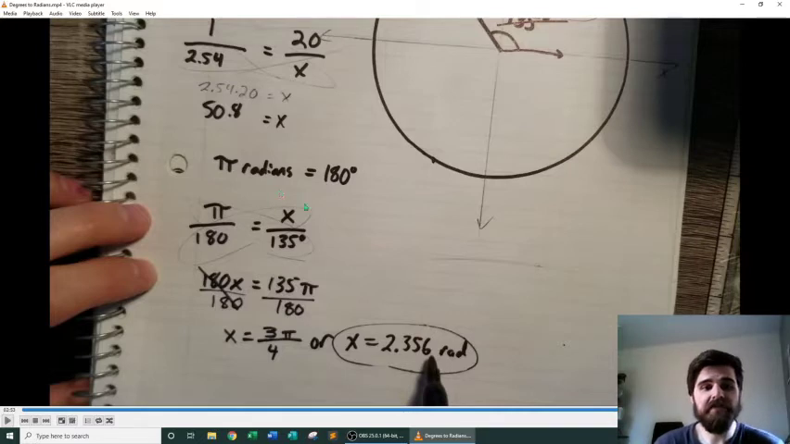The conversion works the other way around as well. We can just use this same ratio and set up a proportion if we need to convert from radians to degrees. When you do that, you'll see you'll have a pi over a pi, so that pi is going to cancel out most of the time when you are converting to degrees.